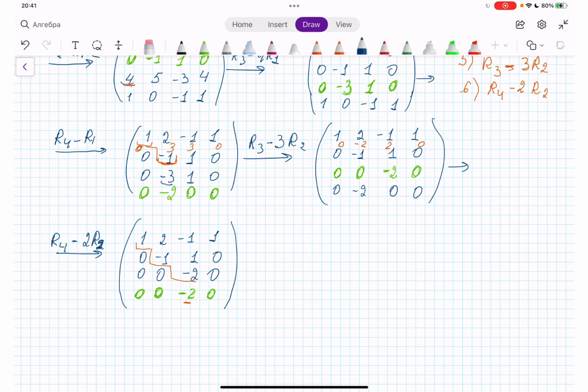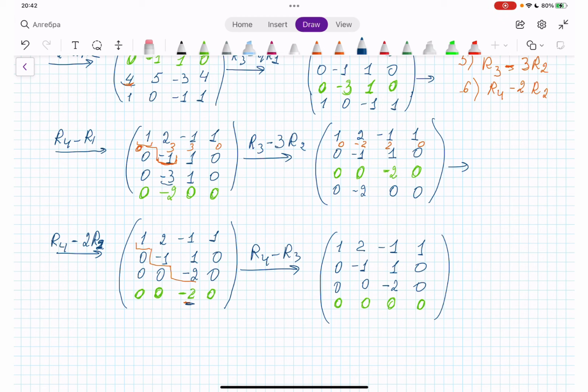So I have negative 2 in the fourth line underneath, and here I have negative 2. That means all I have to do is just subtract. I don't need to multiply anything by anything. So R4 minus R3, and that's it. So write down 1, 2, negative 1 and 1, 0, negative 1, 1 and 0. Here we get 0, 0, negative 2 and 0. Now we need to subtract. Line 4 minus line 3. The first one is going to be 0. Second, 0 minus 0, also 0. Here we get negative 2 minus negative 2, we will end up with negative 2 plus 2. It's going to be 0. And we have 0 minus 0, which is also 0.